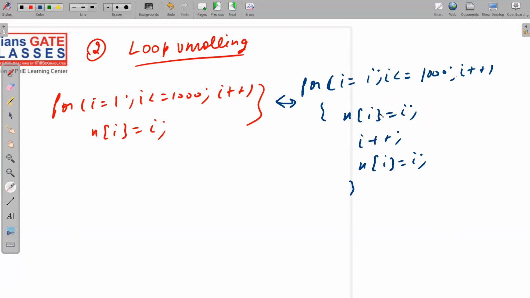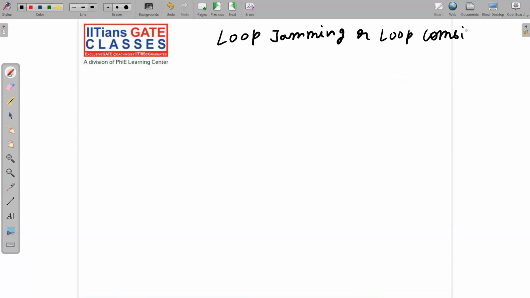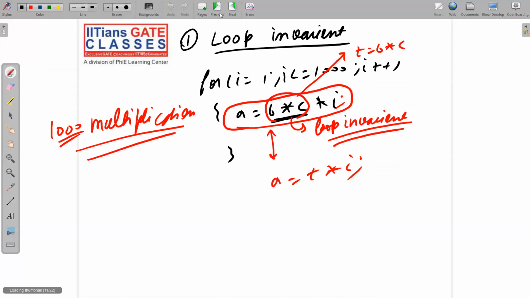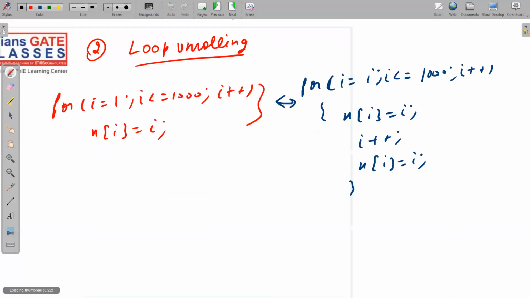Okay, so obviously this is much better code than this. So you can do it like this. This is loop unrolling. Now I'm jumping to the next slide to show you the next optimization, that is loop jamming, or loop combining. You can see the slide. Loop jamming or loop combining. This is our third optimization.